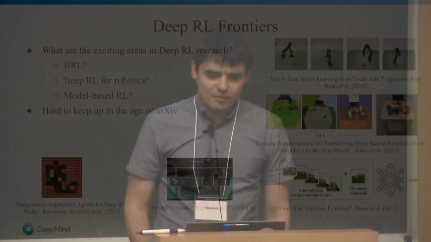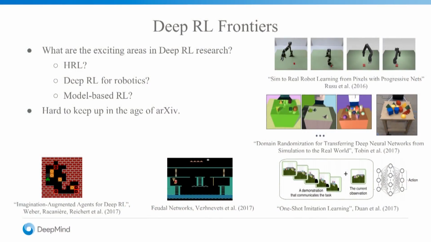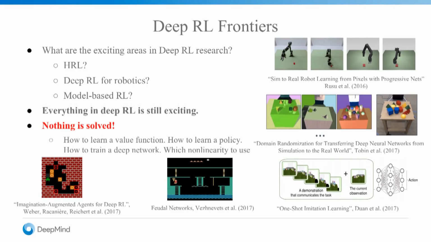A lot of people ask what the most exciting areas of deep RL research are. Should we be doing HRL, deep learning, deep RL for robotics, model-based RL? The field is moving really quickly, and in the age of arXiv, it's pretty hard to keep up. So, what kinds of things should we be working on? And I think basically in deep RL, you don't really have to worry. The field is really new. Everything is still exciting. One point I like to make is, literally nothing is solved yet.